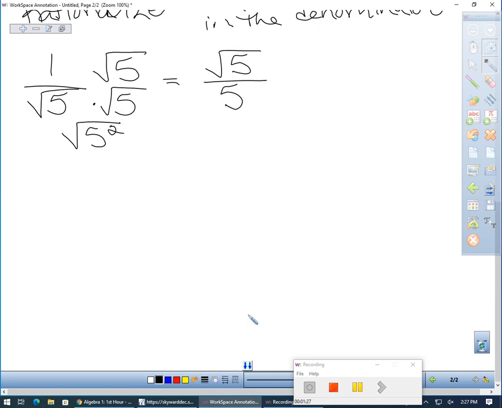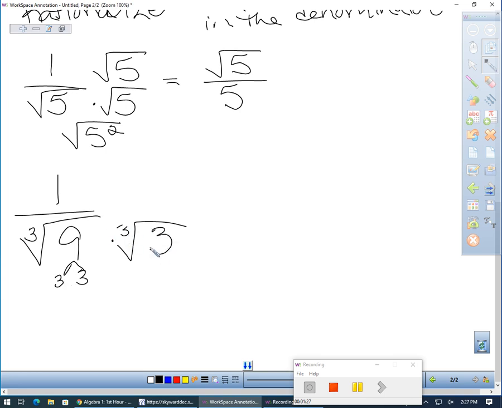So, here we go. Let's say I have 1 over the cube root of 9. So, as I continue, if we were to break down 9, that is 3 times 3, right? But it's a cube root. How many friends, or how many of the same thing do I need? I need 3. So when I rationalize, I have to multiply by the cube root of however many more I need. So how many more 3s do I need? 1. We need 1. So I'm going to multiply by the cube root of 3.